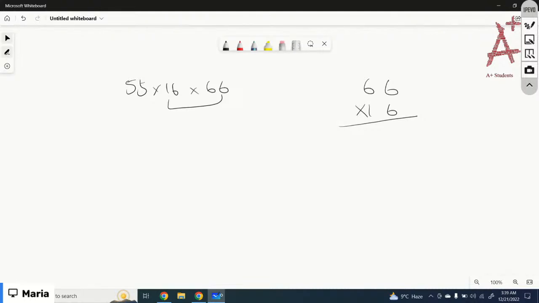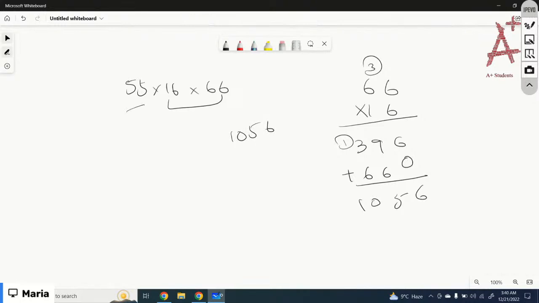Got it? 6 times 6 is 36. 6 and carry 3. 6 times 6 is 36 and 3, 39. Add 0 right below the ones digit. Start multiplying with the tens. 1 times 6 is 6 and 1 times 6 is 6. So when you add them, it would be 6 plus 0 is 6. 9 plus 6 is 15. Write 5 and carry 1. 6, 7, 8, 9 and 10. So now you can multiply 1056 by the third number. That would be 55. Got it?